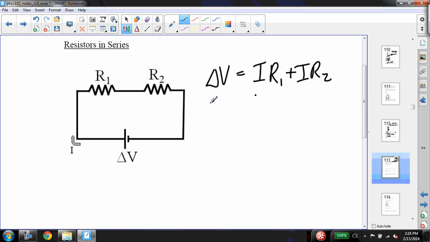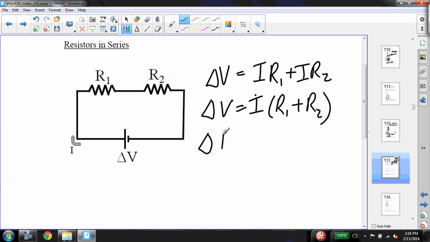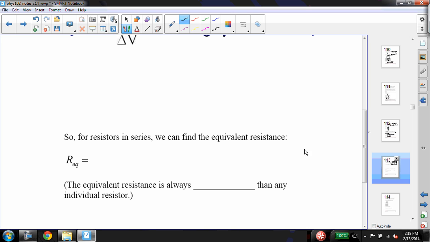And so I can factor out that current because all the resistors in series have the same current. That's going to be one of our rules. I'll write it down soon. R1 plus R2, just factoring out that current because it's identical for both. And so delta V is equal to I times the equivalent resistance. So this gets us our first rule for resistors in series, and that is that the equivalent resistance equals R1 plus R2 plus, however many resistors you have.